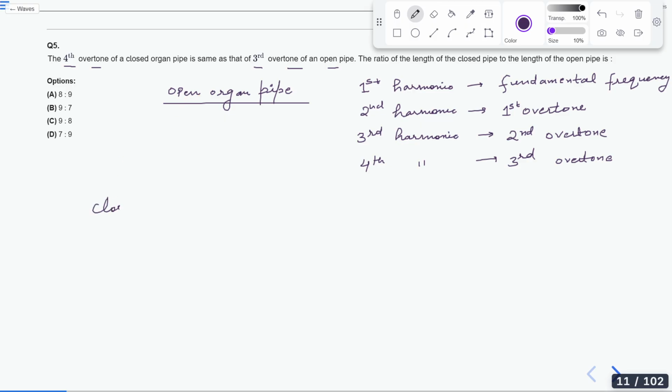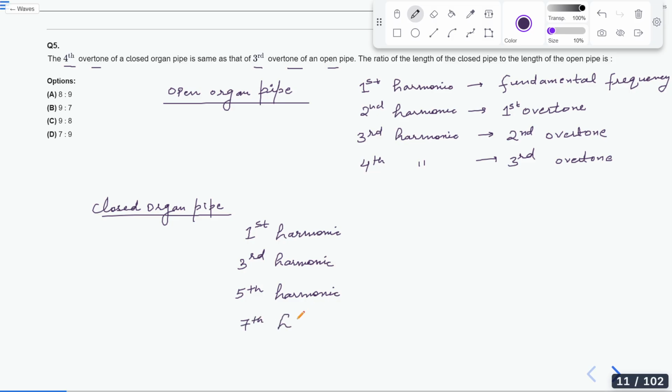And for closed organ pipe, all harmonics are not present. Only odd harmonics are present. First harmonic is there, then second harmonic is missing, third harmonic is there, then fifth harmonic is there, only odd harmonics are there. Then seventh harmonic is there, then ninth and 11th, and so on.